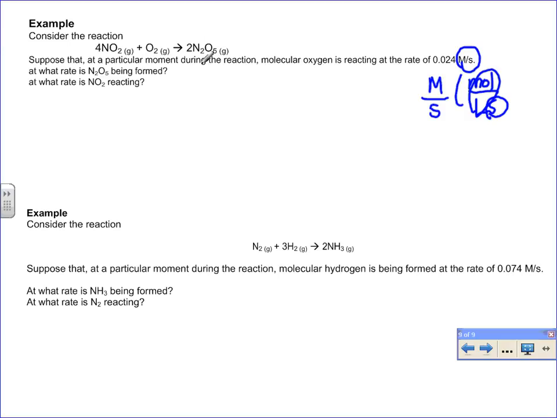When you know the rate of one particular substance, in this case we know the rate that oxygen is reacting, 0.024, we can determine the rate of something else. So we can determine the rate of formation of N2O5. The ratio between these is 1 to 2. So N2O5 is going to be produced at double the rate that the oxygen is being consumed. So the rate is 0.048 mole per liter per second, or molar per second.